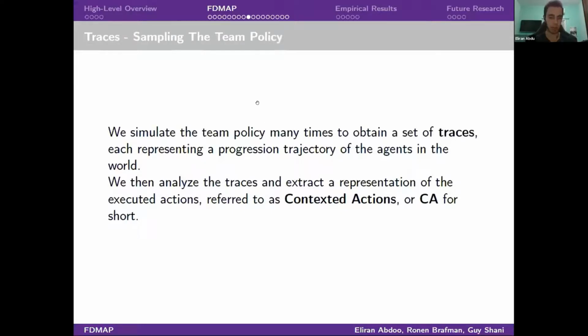Recall that we have the team policy and the problem itself. So we simulate the team policy many times, and many times refers to, as can be seen in the paper, concentration bounds, which say exactly how many times we would want to sample. So we simulate the team policy many times to obtain a set of traces, and each such trace represents the projection trajectory of the agents involved.